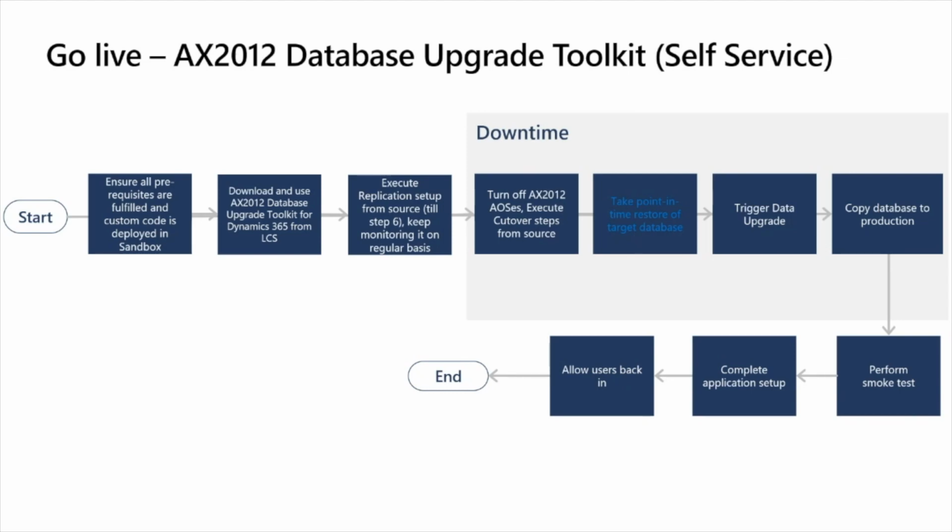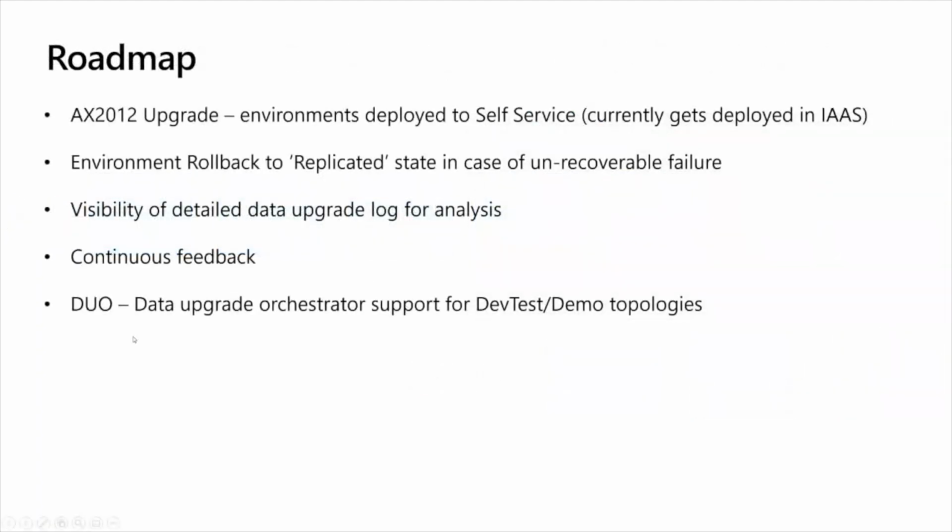Then you actually trigger the data upgrade, which upgrades your AX2012 schema to the 65 schema and runs all the upgrade steps. And then you actually move your database to production, perform a smoke test, and complete additional application configurations, and you go live, right? That's the go live process going to look like with this toolkit. Wherein, if you notice, we are doing much of the work, right, to move the data to cloud well ahead of starting the downtime.